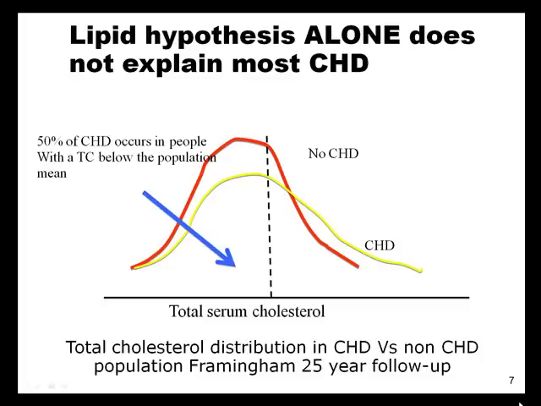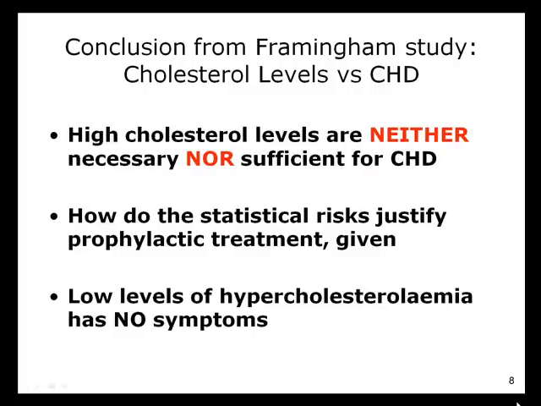But that does not mean that the vast majority of the population necessarily is going to, it's not as though this says have lipids, will get coronary heart disease. Over 50% of coronary heart disease occurs in people with a total cholesterol level below the population mean. So what does this mean? Well, the conclusion from the Framingham study concerning cholesterol levels in coronary heart disease is high cholesterol levels are neither necessary nor sufficient for coronary heart disease. They're neither necessary nor sufficient.